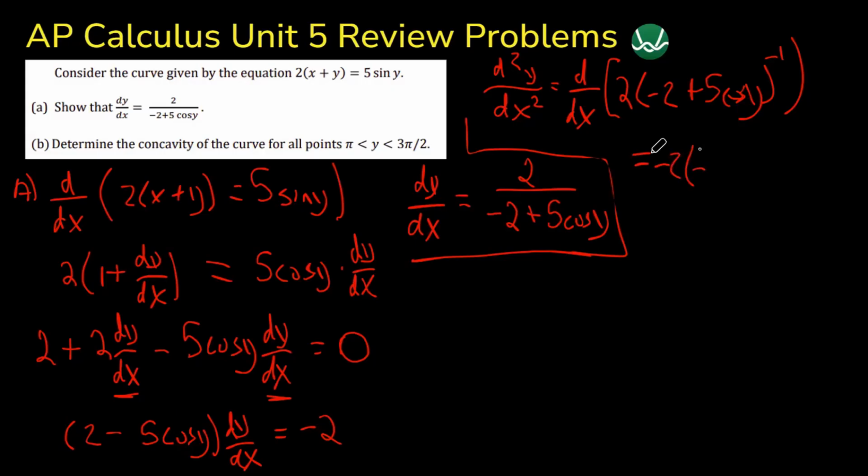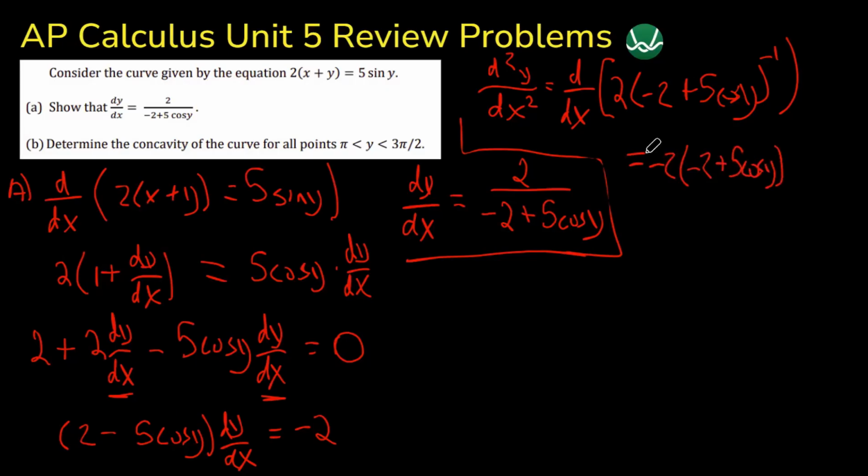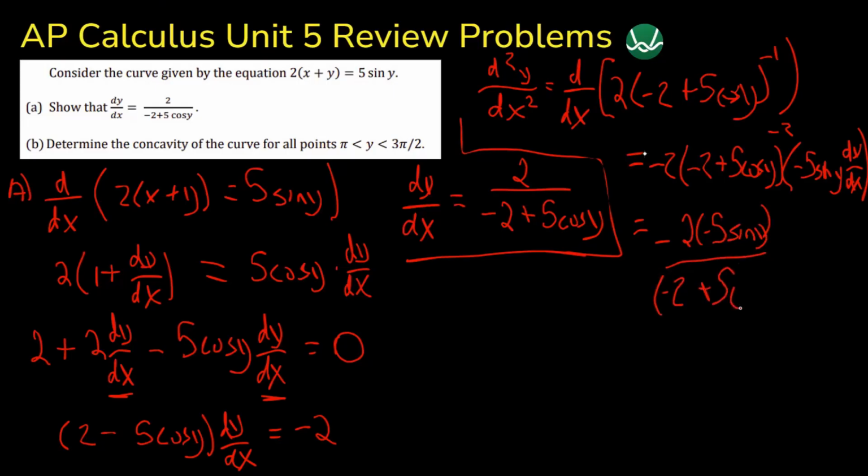The -1 is going to come down, multiply the 2, and the quantity is going to be to the -2 power, times the derivative of the inside. The derivative of the -2 inside is 0, so this would be -5 sine y dy dx. Then I'm going to drop that other quantity to the denominator and back substitute the dy dx. And then multiply that all together.